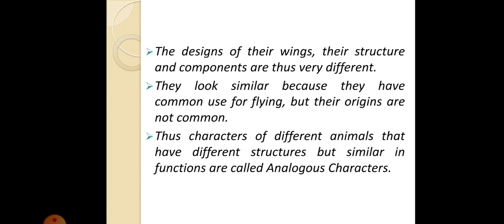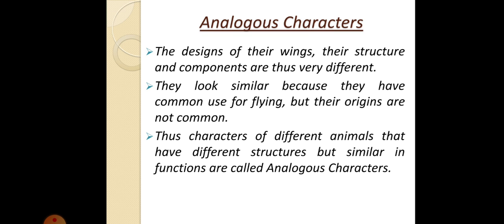So thus characters of different animals that have different structures but similar in function are called analogous characters. So if the structure is different and the function is the same, then those characters are called analogous characters. Homologous characters are where structure is the same but function is different. In case of analogous, structure is different but function is the same.